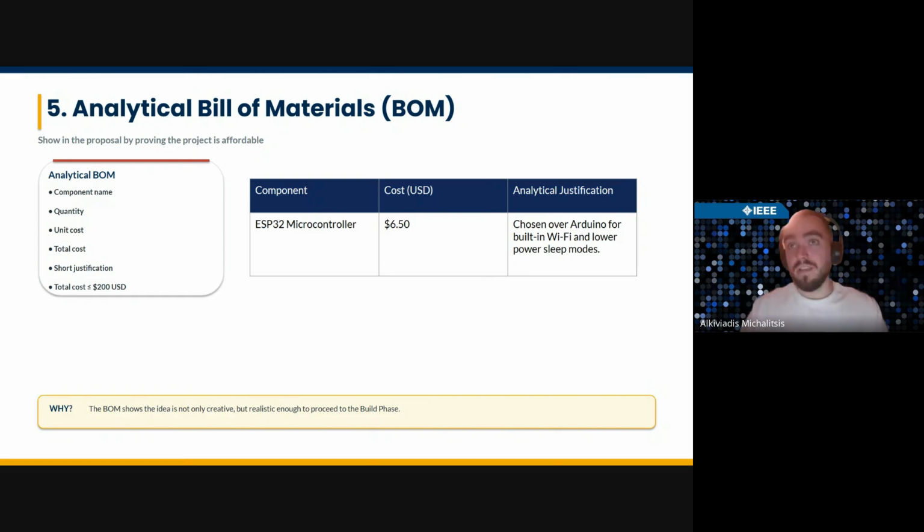So for the ESP32 microcontroller, the cost might be 6.5 USD, and the analytical justification would be: chosen over Arduino for built-in Wi-Fi and lower power sleep modes. Yeah, that would be a justification. So the bill of materials shows the idea is not only creative, but realistic enough to proceed to the build phase. Like for us, okay, we want to do this, we know we can do it, let's go and try it. That's the basic idea of it.